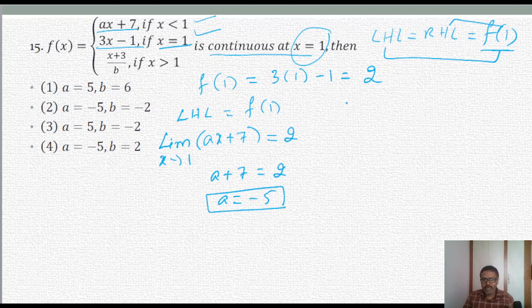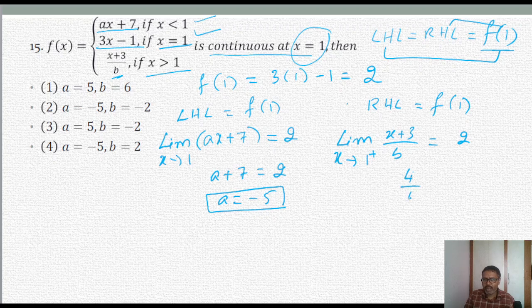So similarly we'll go with RHL. RHL is equal to the value of the function. So the limit for the x is greater than 1 condition. The function is (x plus 3) divided by b. So we'll go with (x plus 3) divided by b, x tending to 1 plus, is equal to 2. Apply this, you will get 1 plus 3, 4 by b is equal to 2. 2 1s are 2, 2 2s are 4, b is equal to plus 2. So very simple. So your answer is option 4 for this, friends.